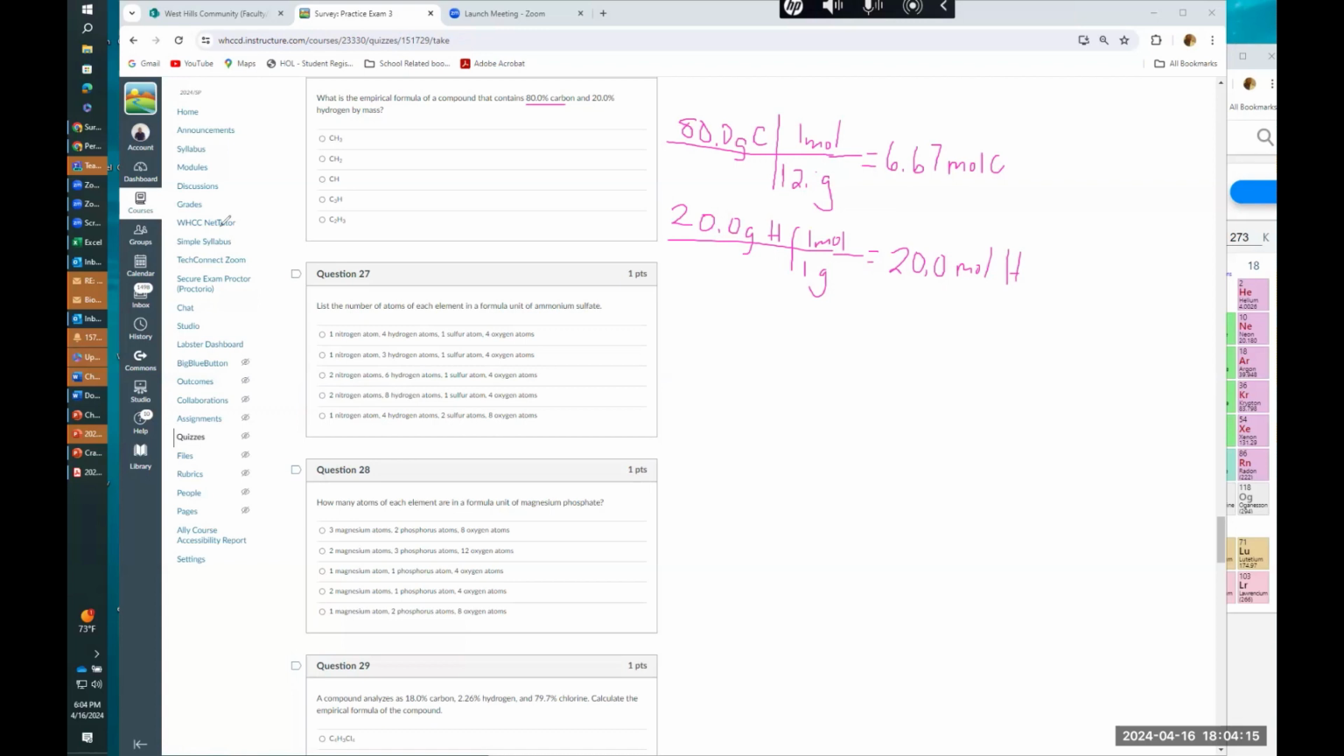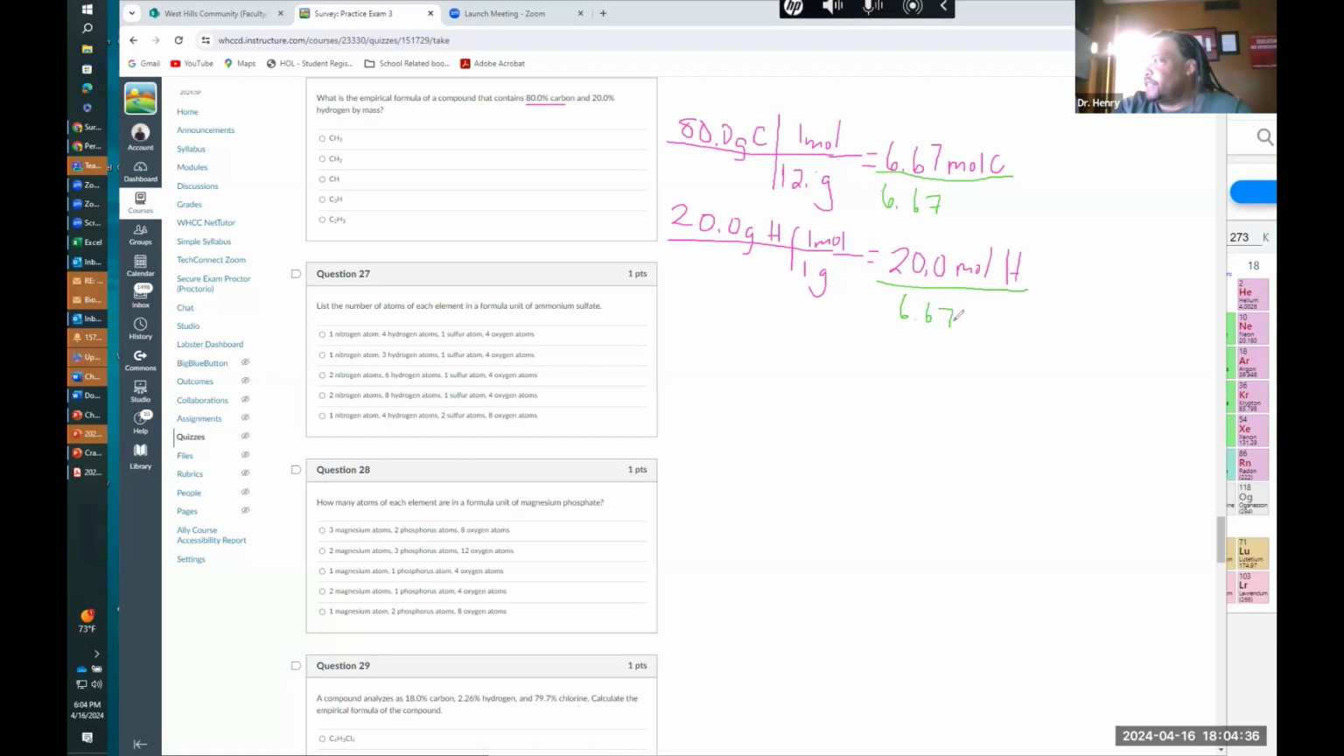So we divide both of these by 6.67. This one will be 1, so we would have 1 carbon. And then this guy would be 20.